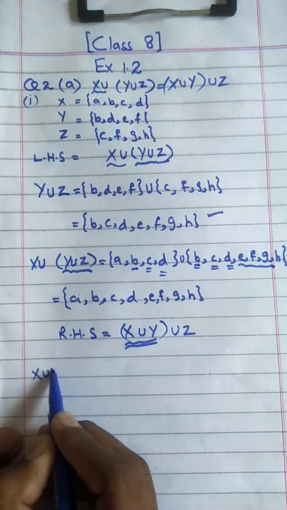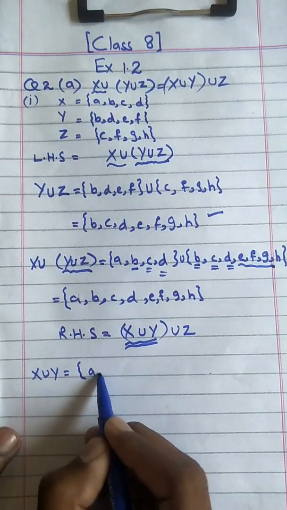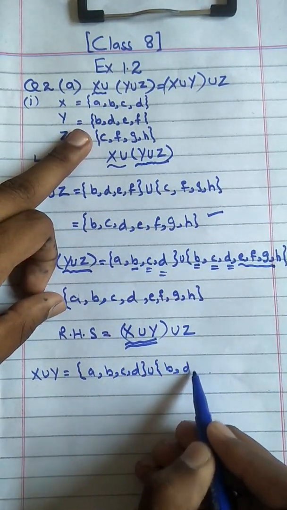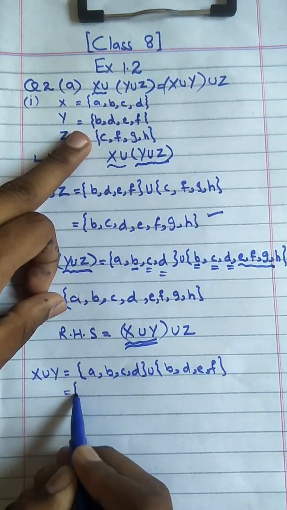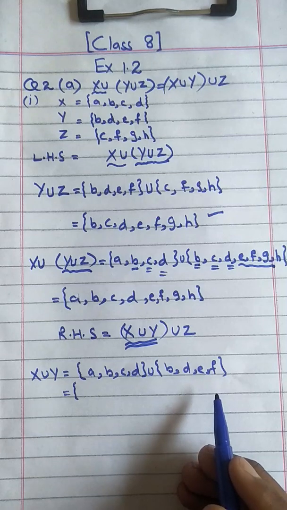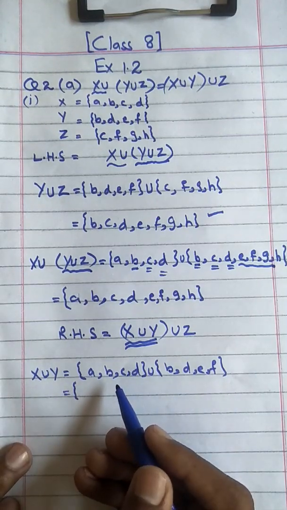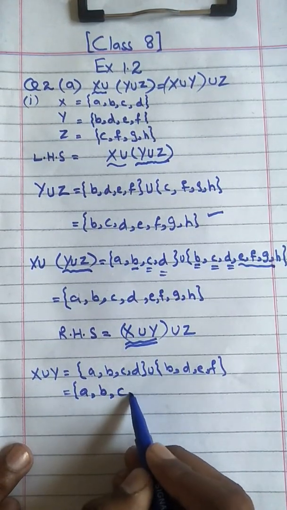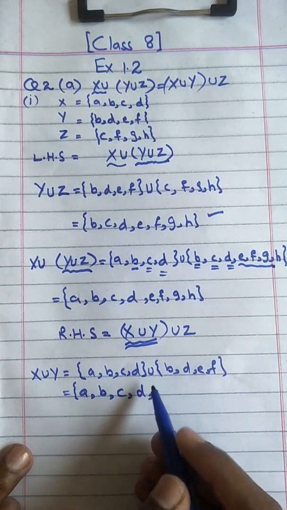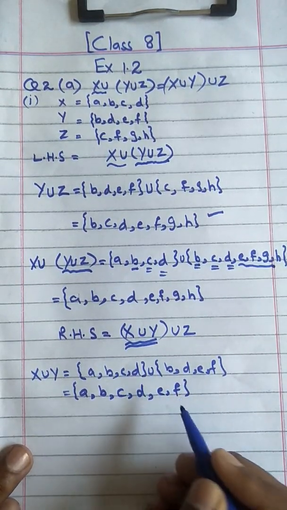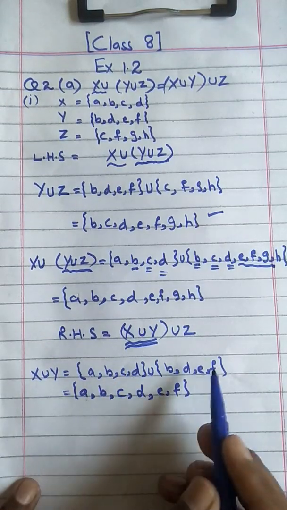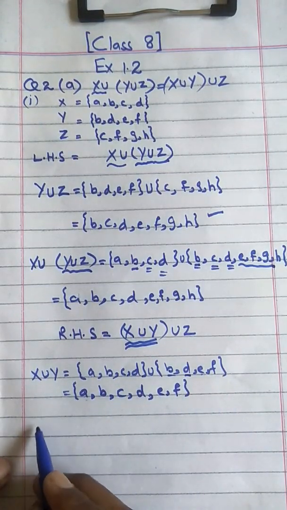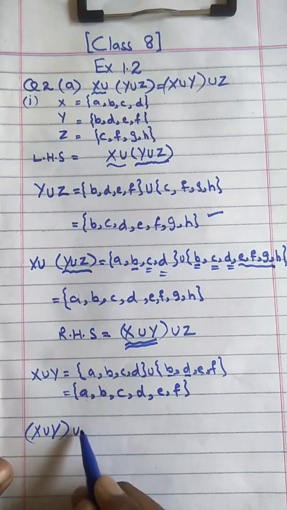So X union Y: X is A, B, C, D, union Y, and the Y set is B, D, E, F. According to the union rules, write all the members of both sets without repetition and in sequence: A, B, C, D, E, F. B and D are also here, so write them only once. Now take X union Y union Z.